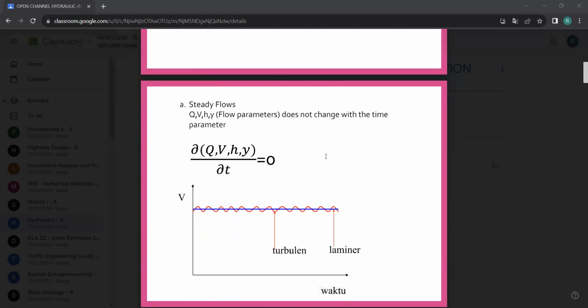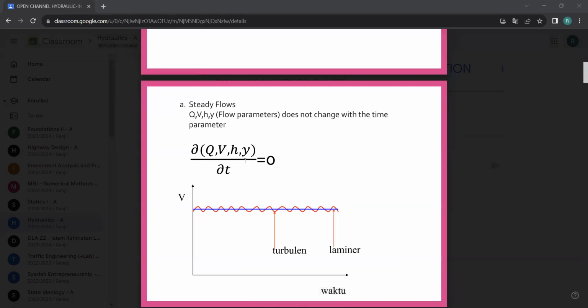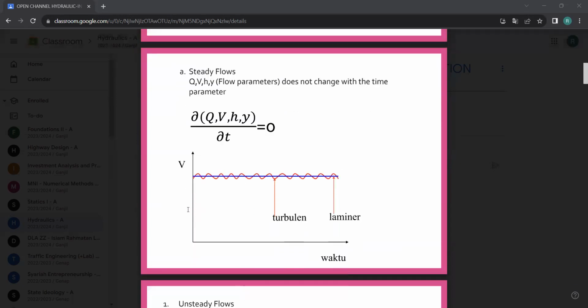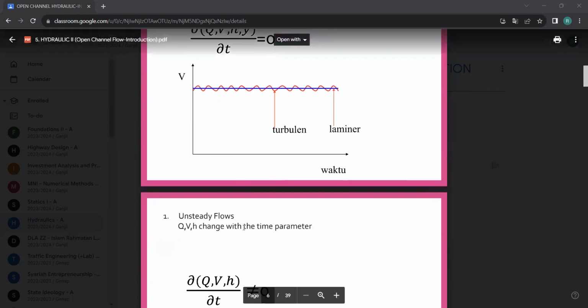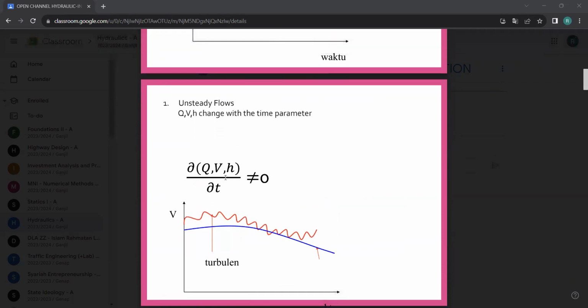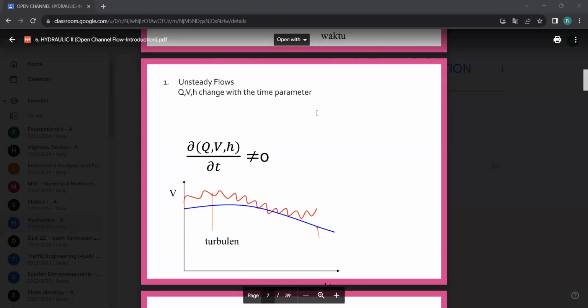First is steady flow. The flow parameter is not changed with the time parameter. So the volume or Q or H or Y is the same. Turbulent or laminar is the same with the time parameter. Different with unsteady flow, the Q or the volume or the H will change with the time parameter.